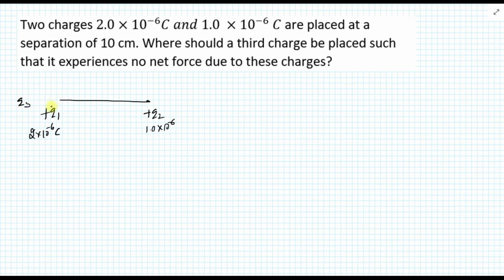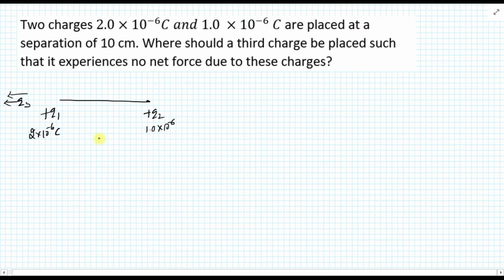So just think, these two are positive charges, so q1 will repel this charge, and q2 is also a positive charge, so this will also repel this charge. So the net force will never be 0 for q3 if we place it left of q1, and the situation will be the same if we place this q3 charge to the right of q2, right? Because both the charges will repel the third charge.